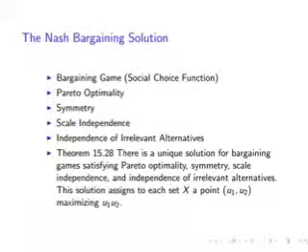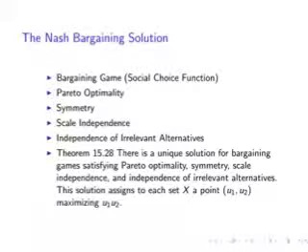The second property is called symmetry. If the set X is symmetric, then phi of X is equal to (u, u), for example u, which is a rational number. The third property is called scale independence. The solution is independent of the scale used to measure individual utilities. If X prime is obtained from X by multiplying all utilities of the i-th player by lambda i, then phi of X prime can be obtained from phi of X by multiplying the i-th coordinate by lambda i.